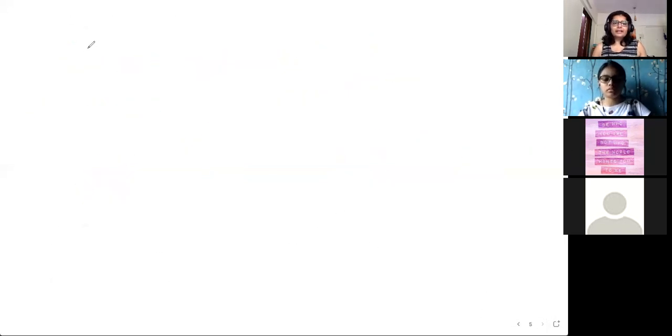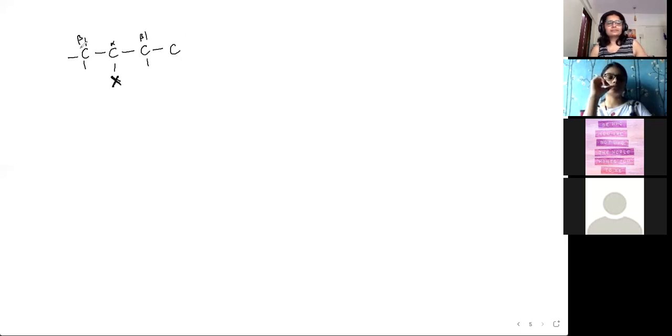Now, what if you had a compound like this? I had mentioned that any carbon atom which is adjacent to the carbon with the halogen attached is called the alpha carbon atom. This is alpha, and these two are beta. So when you have two beta carbons which are equal, it doesn't make a difference. You just rotate it and you basically get the same product.